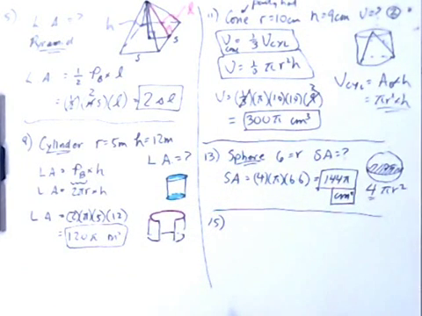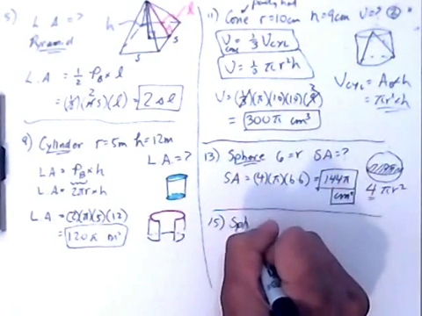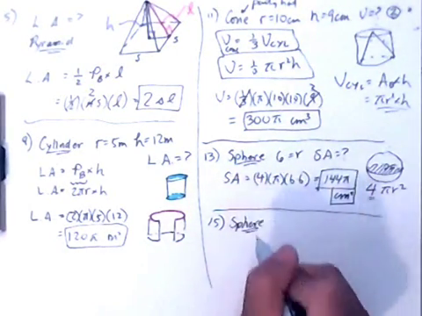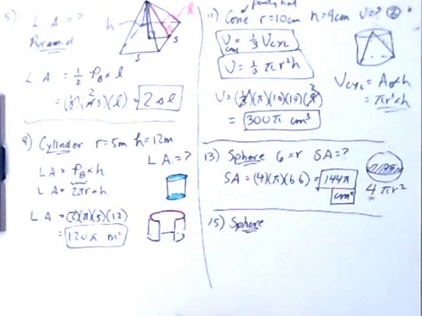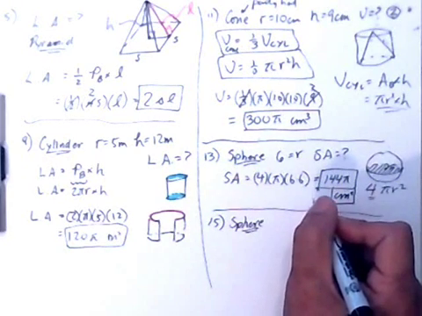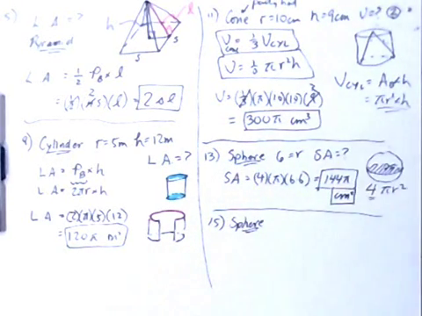Number 15 says a sphere, so that's a keyword, a sphere with a volume of 45 pi. I'm not going to use this number. I'm going to use a different one. Where's my problem for number 15? I tried one set of numbers. It didn't come out very well, so I'm going to use a different set of numbers.